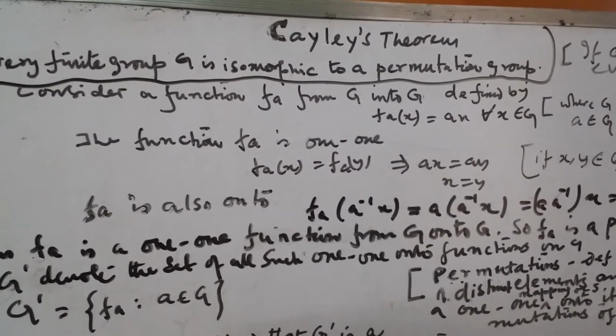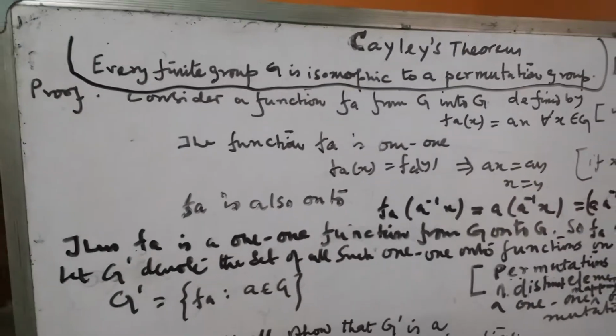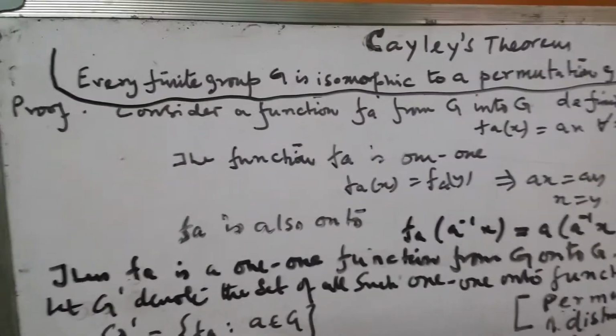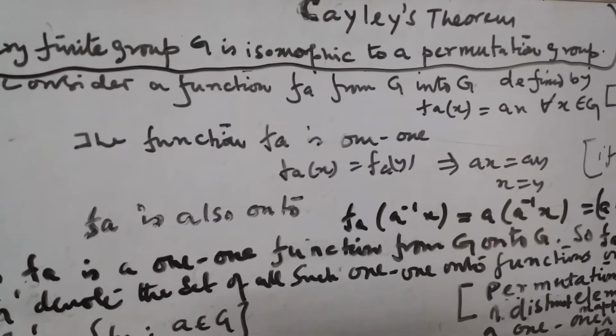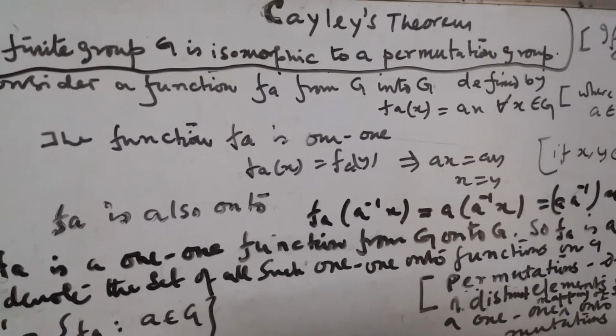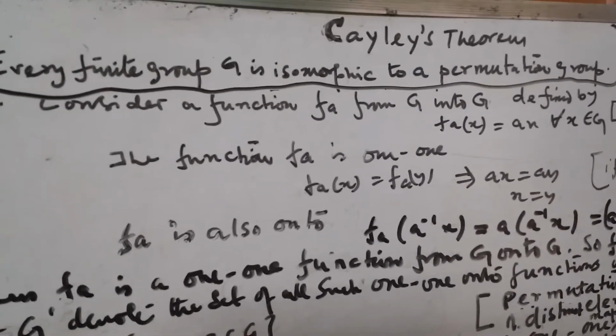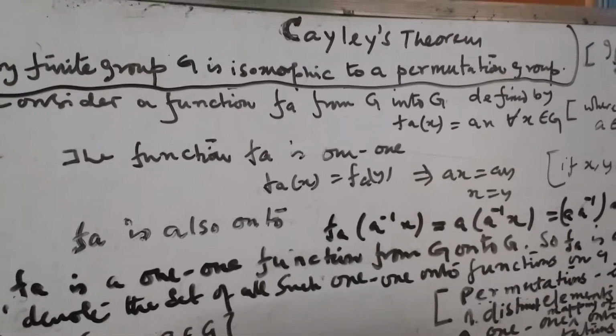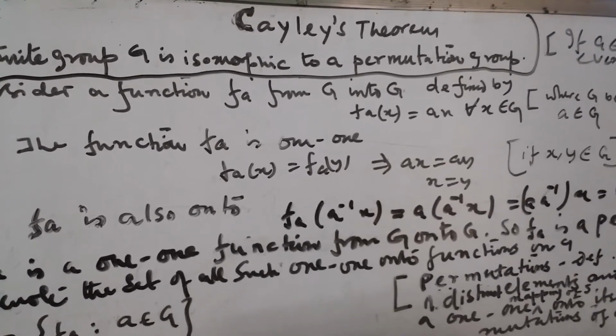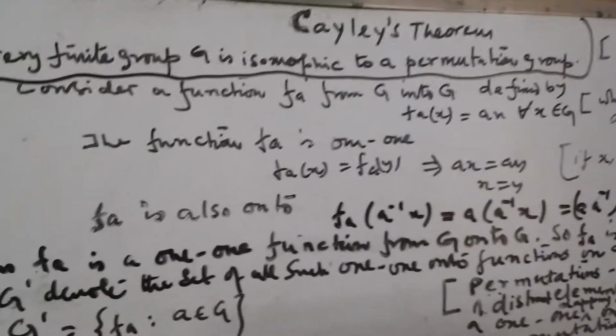Today I am teaching Cayley's theorem. What is Cayley's theorem? Every finite group G is isomorphic to a permutation group. That is Cayley's theorem. Every finite group G is isomorphic to a permutation group.